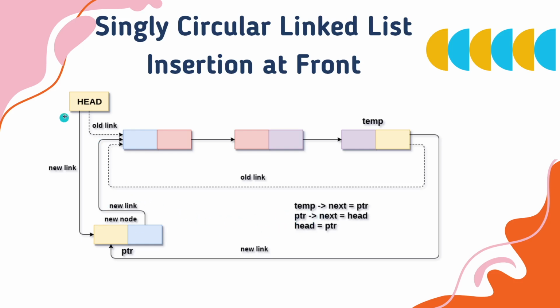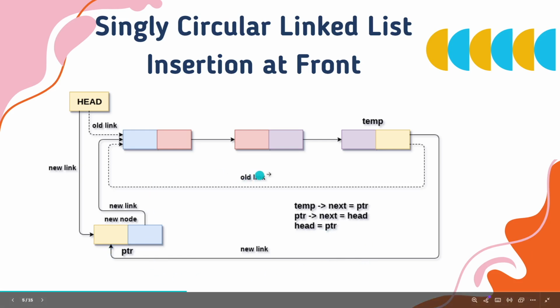So, here you see the old link is removed and we set up a new link from the new node to the second node. And the last step is that hereafter this node should be the first node in that list, and so we make an assignment: head is equal to PTR.